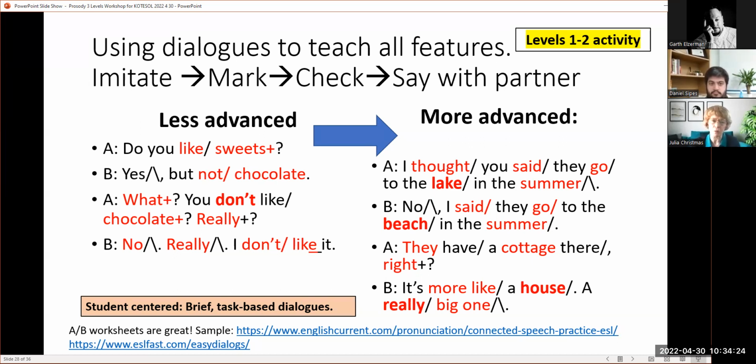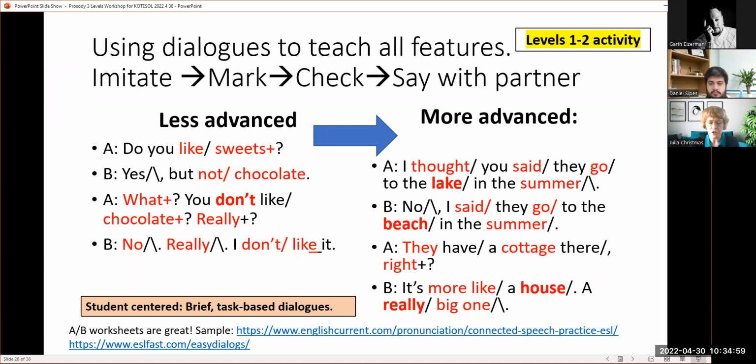But we may do imitation a little bit later, after it's all checked, because we want them to not fossilize with bad prosody. So this is typically the flow that I take: imitate, mark, check, say with a partner, mark, check, say with a partner, and then check in open class. And I give them the answers. If they disagree with me, that's fine, we'll look at it. So it can be very student-centered and really brief task-based dialogues.